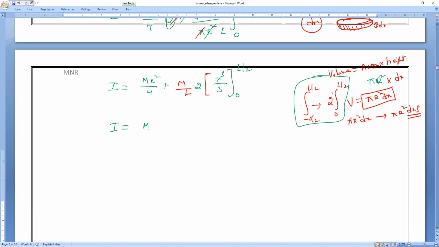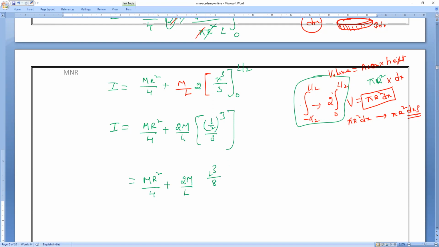I is equal to MR square by 4 plus 2M by L, and you can substitute the limits. L by 2 whole cube by 3. Of course, for 0, I will leave it. So now it becomes MR square by 4 plus 2M by L, L cube by 2 cube. 2 cube means how much, guys?